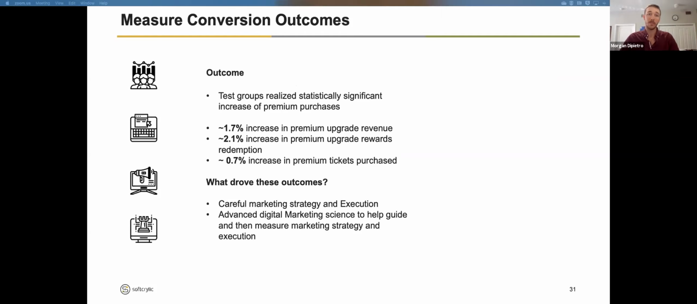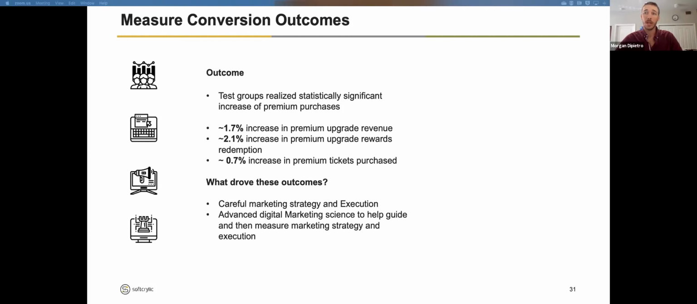So now, once we've run that experimental design between those test and control groups within those two audiences, we are going to take a look at the outcomes. In this case, the outcomes really were pretty good. The test and control groups realized a statistically significant increase in premium purchases overall, about a 1.7% increase in upgrade to premium products, a 2.1% increase in upgrading via rewards, those rewards points that we talked about that the sophisticated savers had on the books, and about a 0.7% increase in premium tickets purchased.